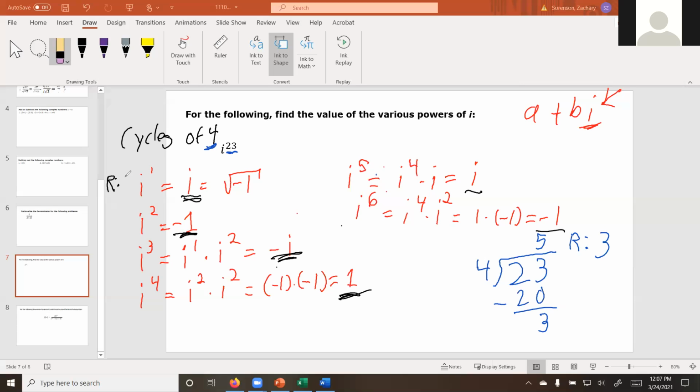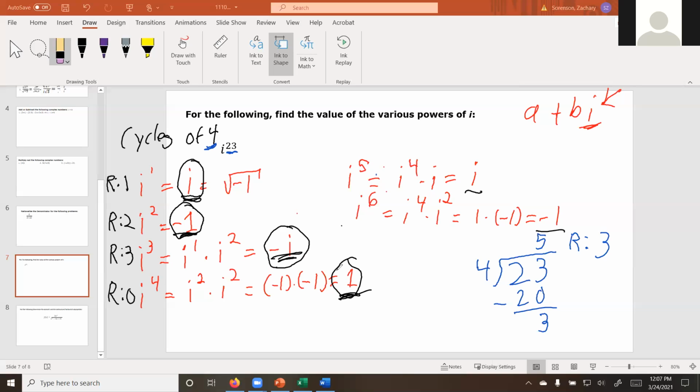If I have a remainder of 1, my answer will be i. If I have a remainder of 2, my answer will be -1. If I have a remainder of 3, I have an answer of -i. And it seems weird, like it seems like my remainder should be 4. Well, I'm dividing by 4, so I should have a remainder of 0 in that case.